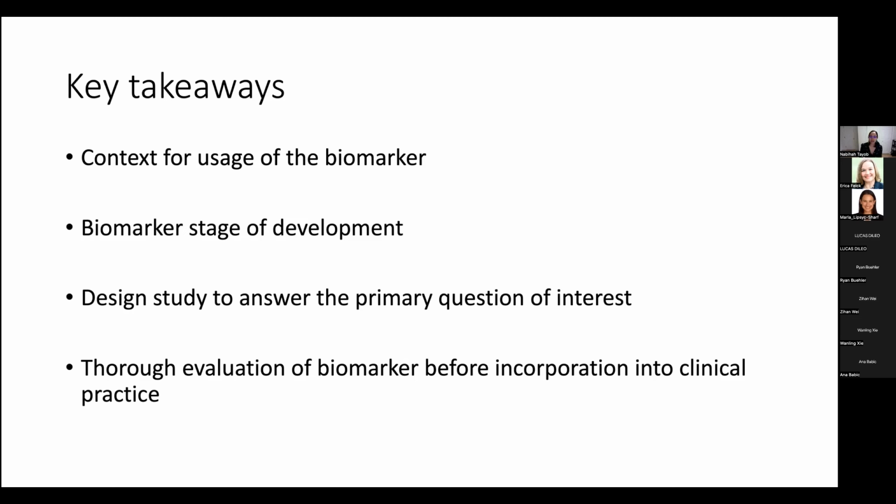It's critical to thoroughly evaluate a biomarker before it gets incorporated into clinical practice. There are tons of cautionary tales of when biomarkers were not thoroughly evaluated and were incorporated into clinical practice, and what can go wrong in that. And sometimes, here's an example in my field, AFP is an early detection biomarker for HCC, but because there hasn't been a randomized clinical trial showing benefit, it's still a very controversial biomarker.